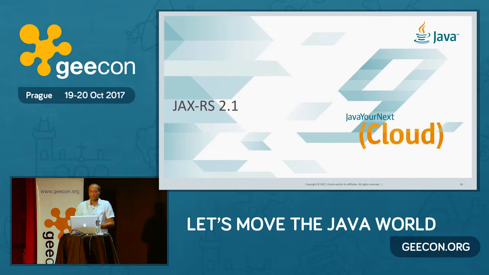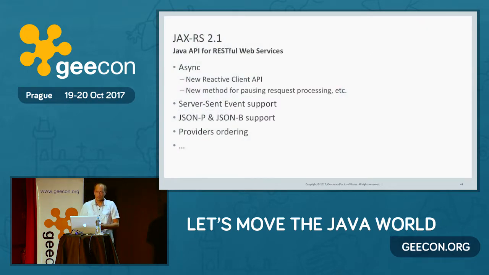Another set of improvements went to JAX-RS. The most notable changes are that a new Reactive client API has been added, a new method for pausing request processing, support for server-sent events, support for JSON-P and JSON-B. So again, this builds on top of JSON-P and JSON-B I talked about earlier, and some providers ordering.